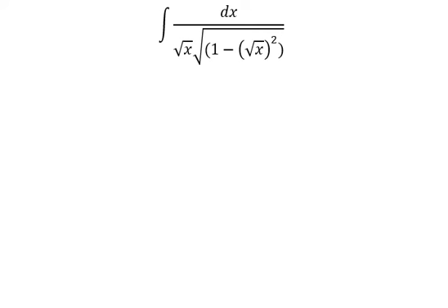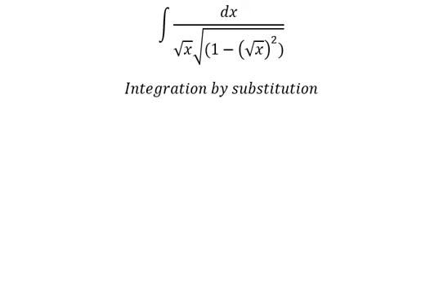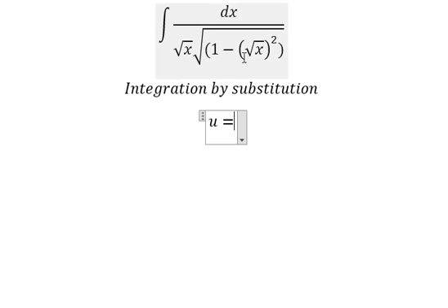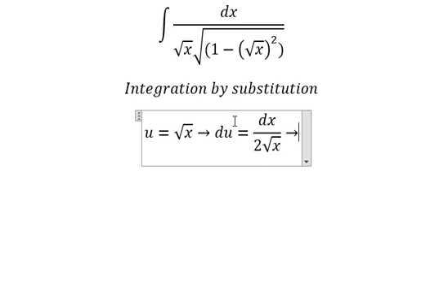Now, we can use integration by substitution. So I will put u equals the square root of s. After that, we do the first derivative for both sides.